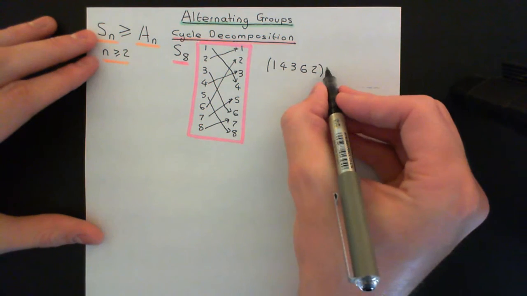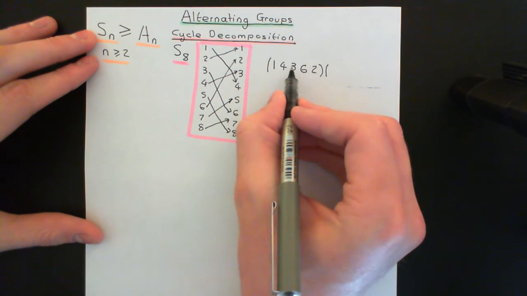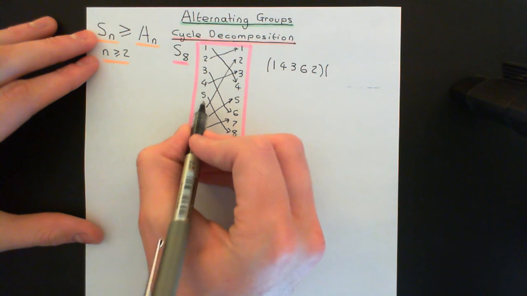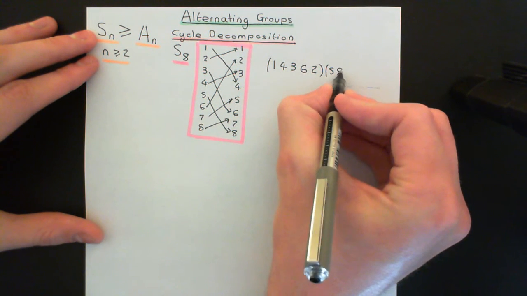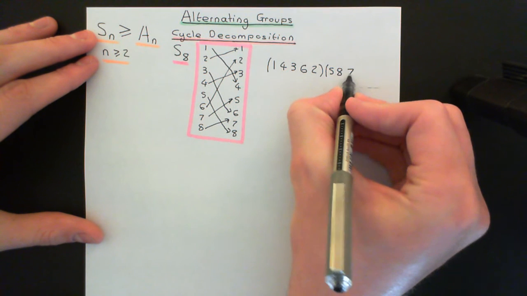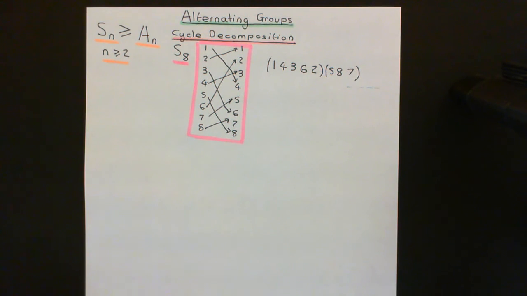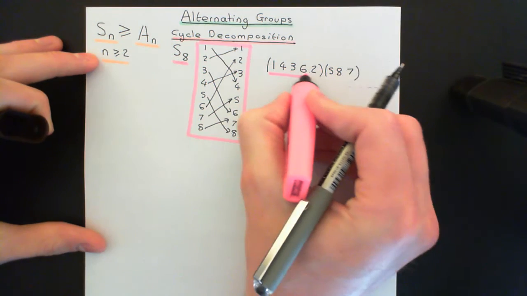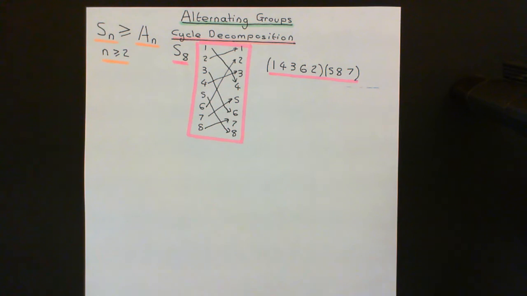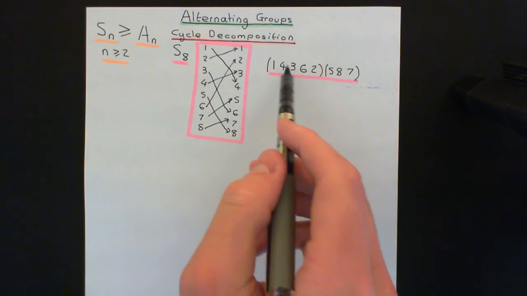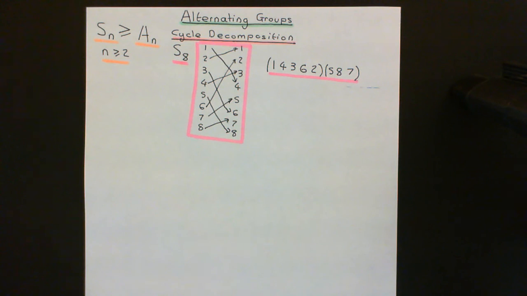Now what we do is we open a new bracket and start with the first, or the lowest, number that hasn't already been included, which is 5 in this case, so we'll start with 5 here. Where does 5 go? It goes to 8. Where does 8 go? It goes to 7, and then 7 goes back to 5, so we close the brackets there. So here is the cycle decomposition of this set permutation. From this we would say that it's made up of a 5 cycle, a cycle of 5 elements, and a 3 cycle.